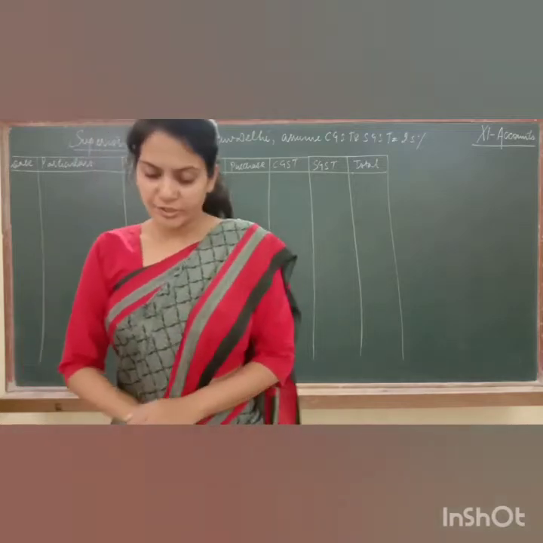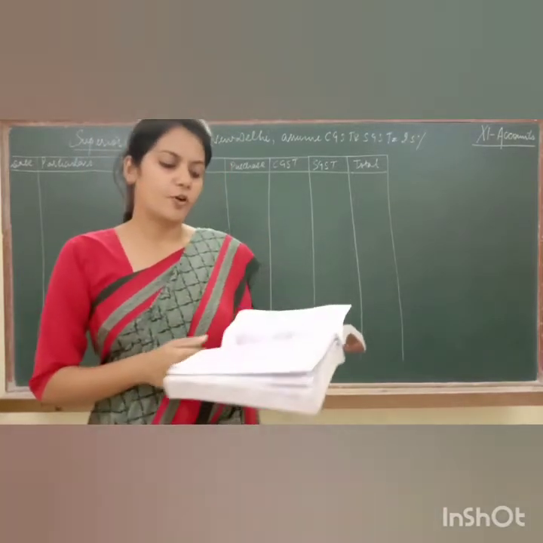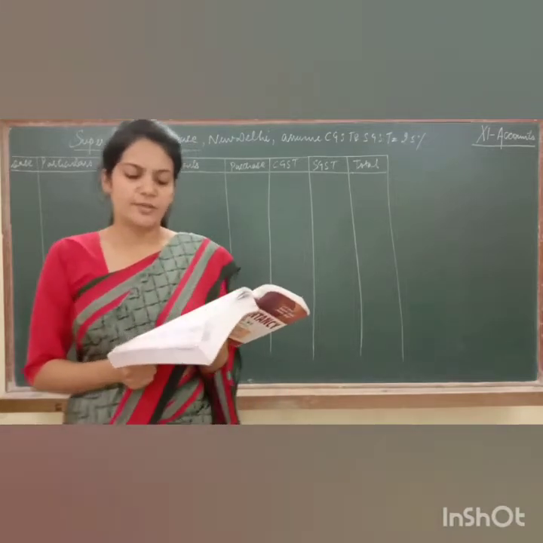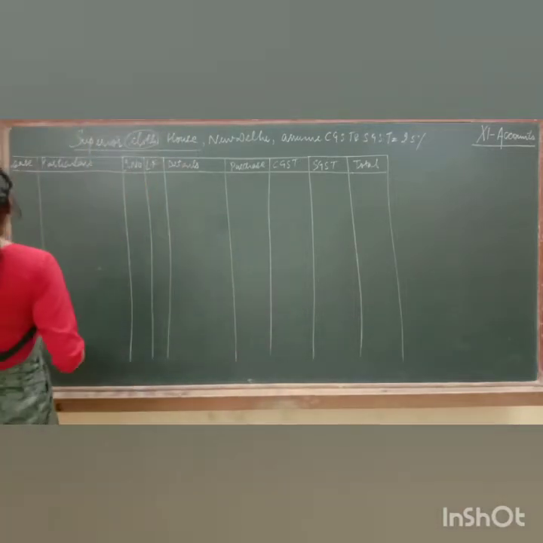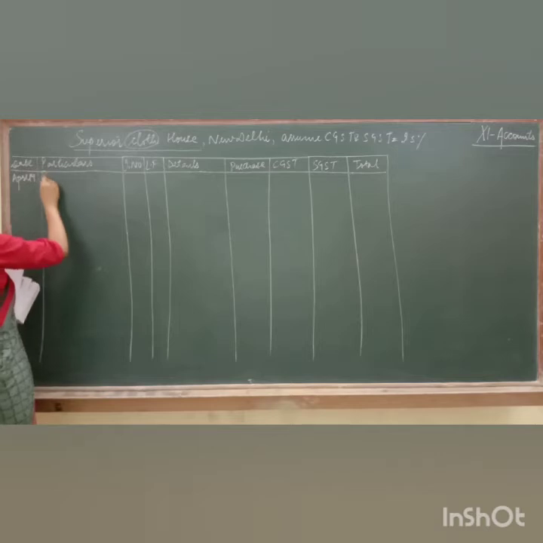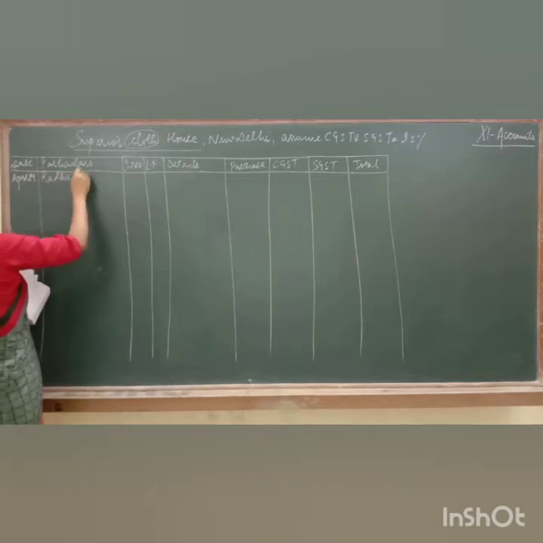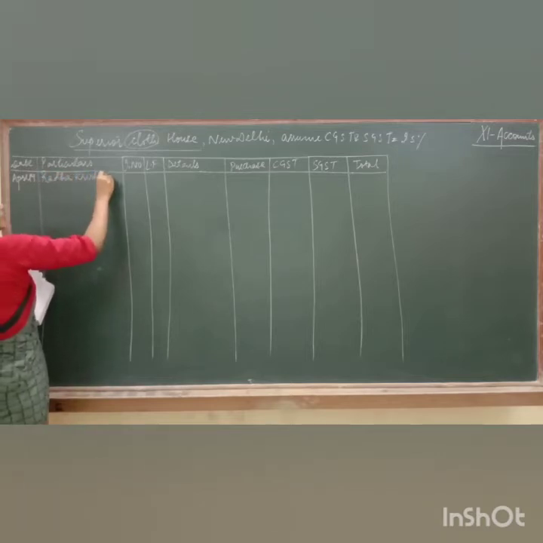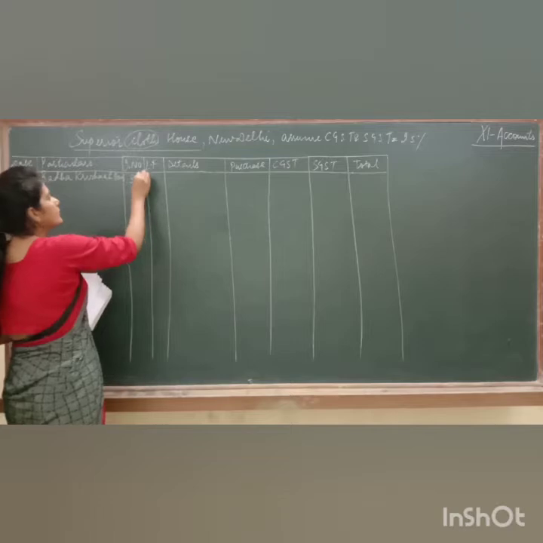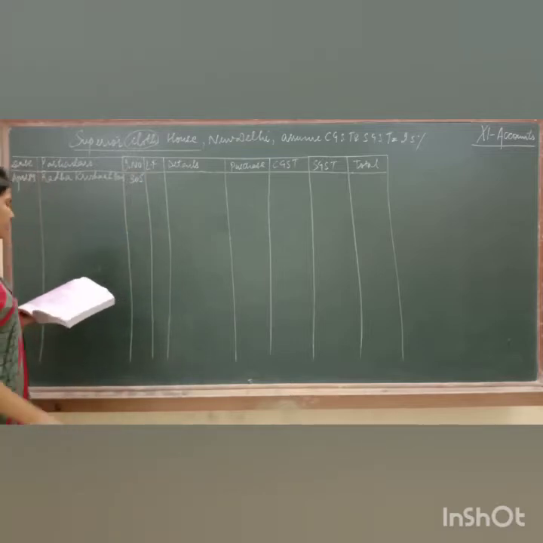So now read the question. It is purchased from Radhakrishnan and Sons of New Delhi, with invoice number 305. We have purchased goods on April 4th, so write the date. We have purchased from Radhakrishnan; here we have to write the name of the person, Radhakrishnan and Sons. Then invoice number 305. Got it? Now what we have purchased?